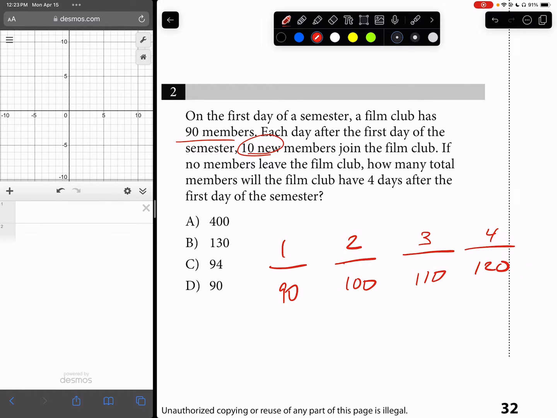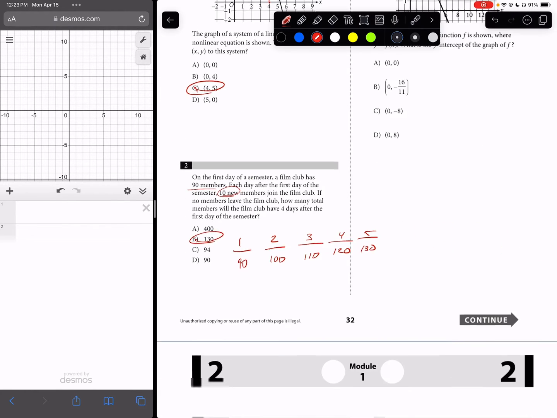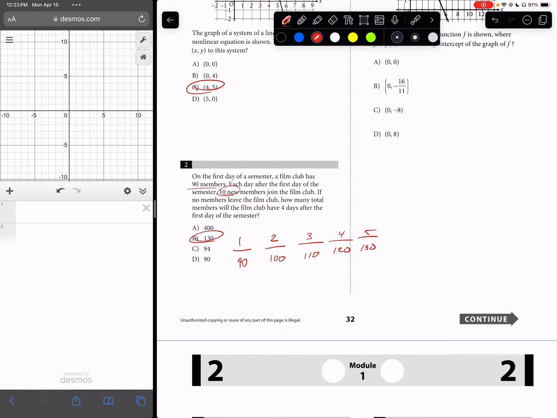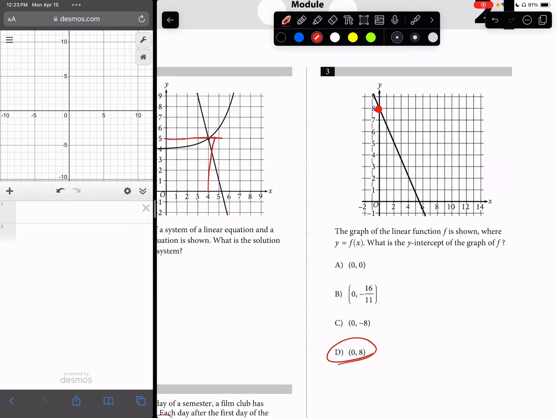On the first day, a film club has this many. Okay, so 4 days after, so I guess we'll go to the fifth day. The fifth day will be 130, and there's no other answer choice for 120 anyways. That's number 2. Easy. Let's keep going. Come on over here for number 3 once it loads. It says, what is the y-intercept of the graph here? Well, the y-intercept is 0, 8, positive. It's D. Just making sure, because that's too easy.